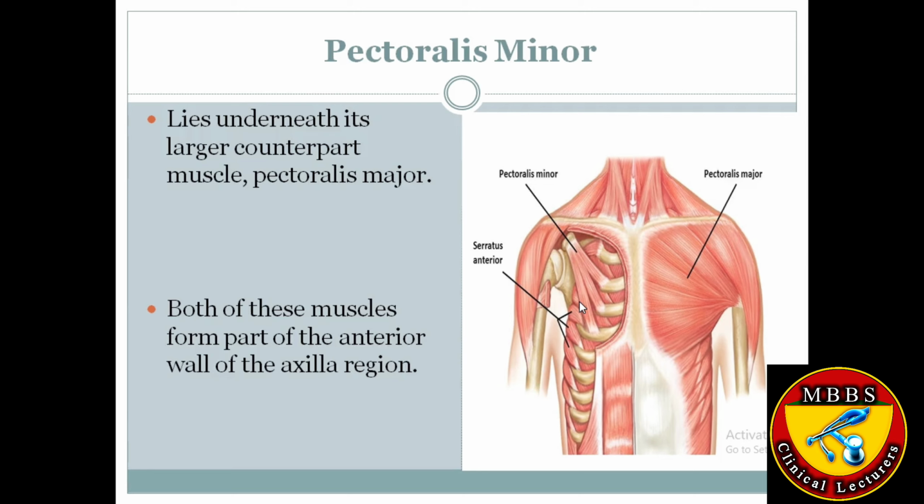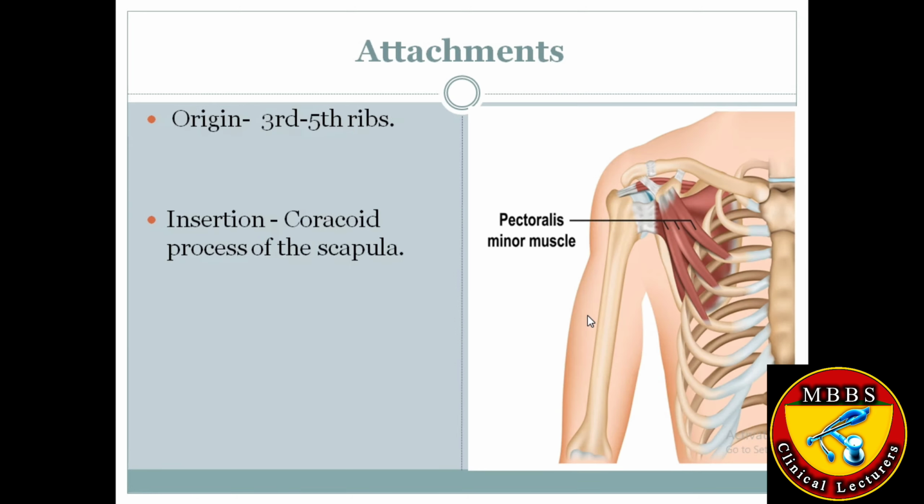Then the next muscle of the pectoral region is the pectoralis minor muscle. As we remove the pectoralis major muscle, we can see the pectoralis minor muscle. Both of these muscles form part of the anterior wall of the axillary region. The pectoralis minor muscle originates from the third to fifth ribs. As we count the ribs, this is the first rib, second rib, third rib, from where the pectoralis minor originates, then the fourth rib and the fifth rib.